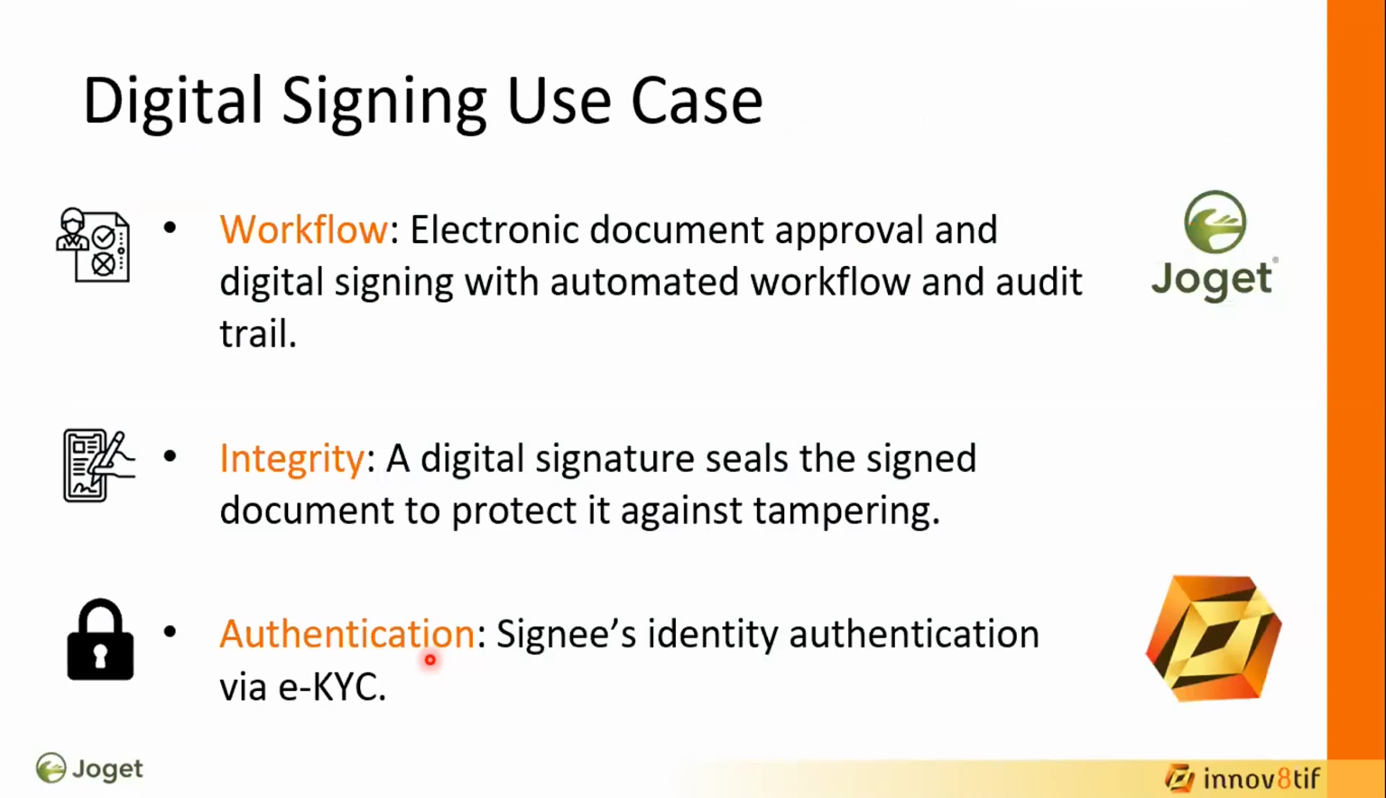Moving on to the digital signing use case. This is just a bit on the use case for digital signing. This is one of the cases that is becoming more prevalent now in this environment where everything is digitalized. As you can see from here, the three components of the process, the workflow, can be covered by Joget, and this is something that we have already done, as well as authentication. So this is something where you can use biometric authentication in order to fulfill the identity authentication requirement.